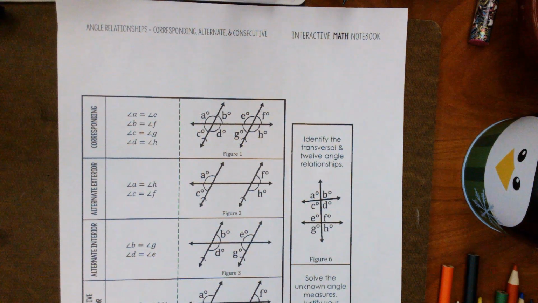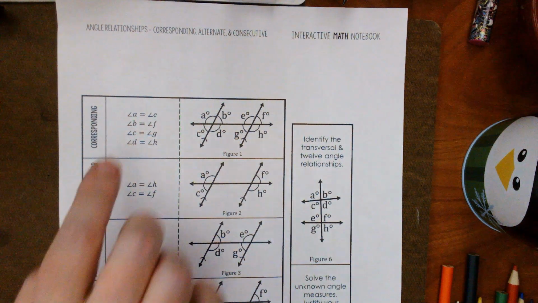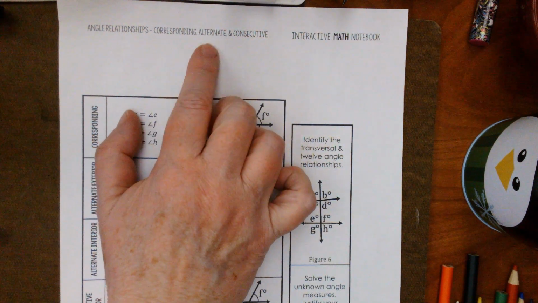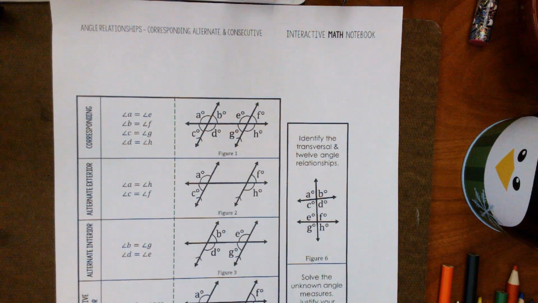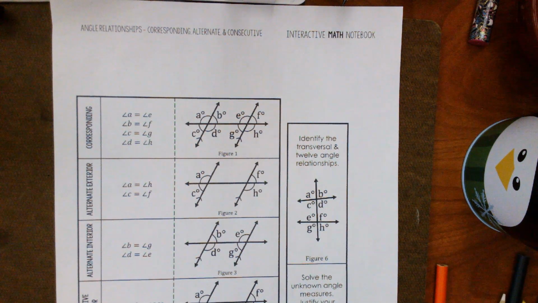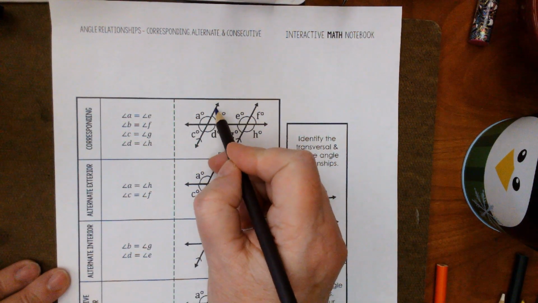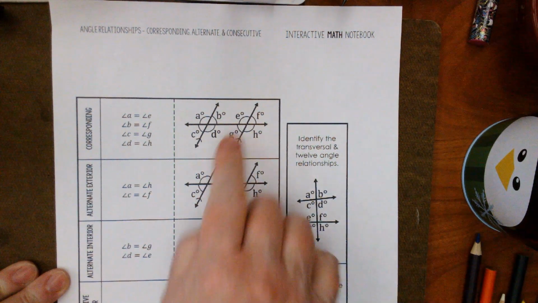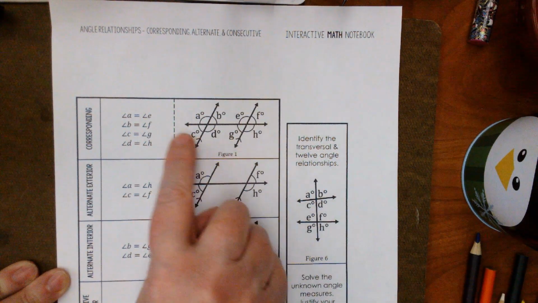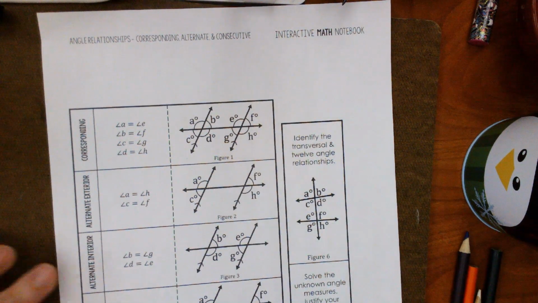All right, we are going to do an instructional video on angle relationships: corresponding, alternate, and consecutive. So the first thing is we want to be able to identify the transversal, which is the line that goes through the parallel lines. So these are parallel, and this is the transversal.